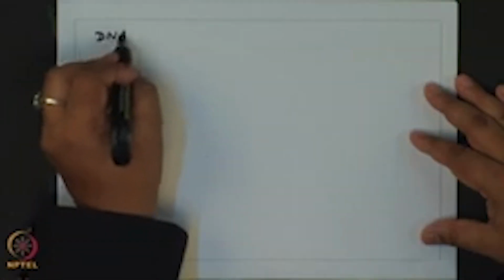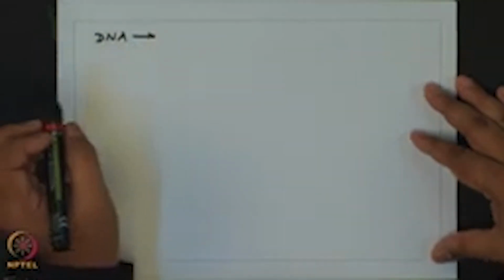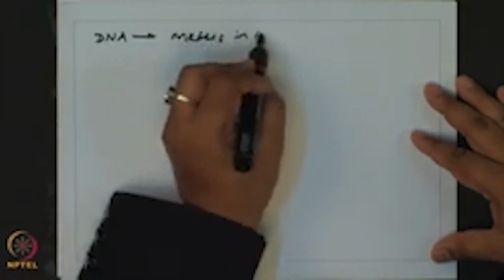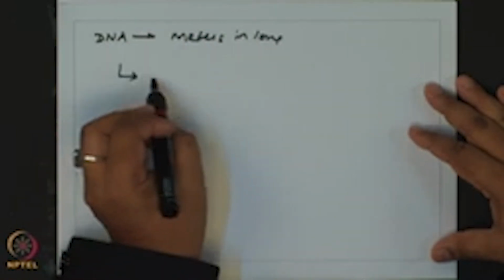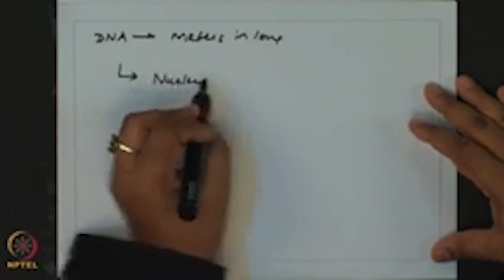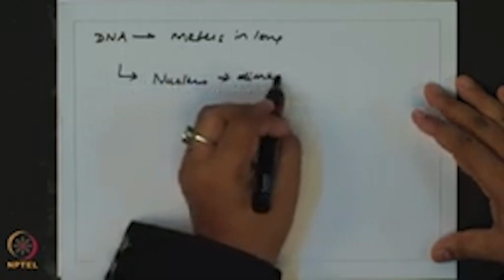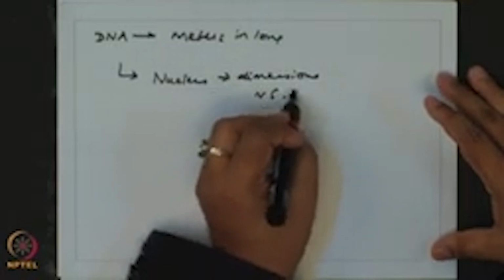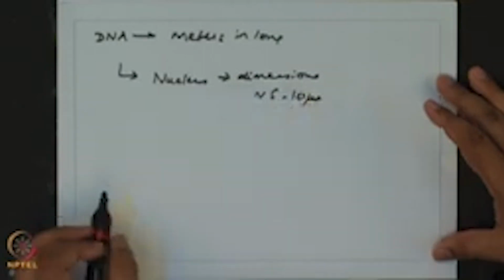So, why is the nucleus the stiffest component? Think because you have the entire DNA. If you stretch out the DNA, it would be meters long, and this you put inside a nucleus with dimensions of the order of 5 to 10 microns in size. So, when you compact such an amount of DNA within the nucleus, it becomes very stiff.